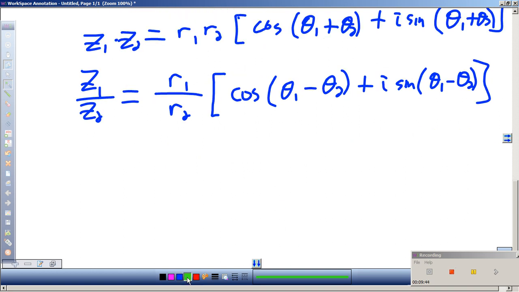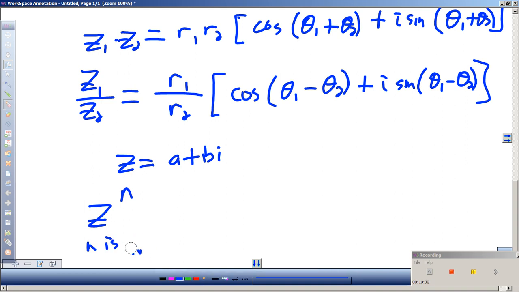Next one. Z raised to the n. So we're going back to z equals a plus bi. So n is a natural number. In other words, n equals 1, 2, 3, 4, 5, 6, 7, something like that. So we could say z to the 5th power, or z to the 225th power, or whatever we want.